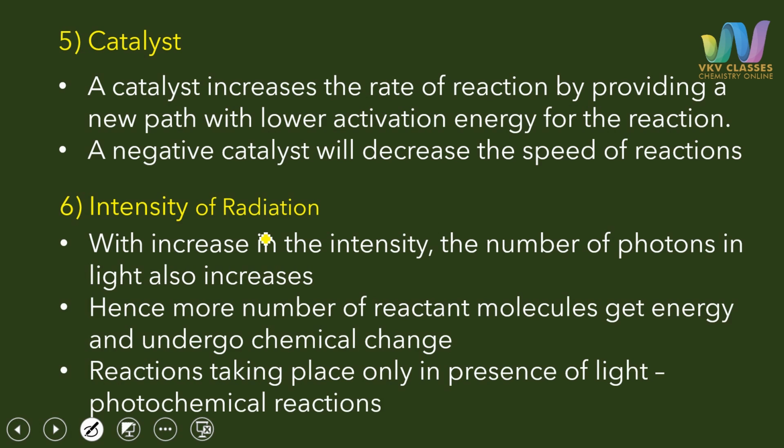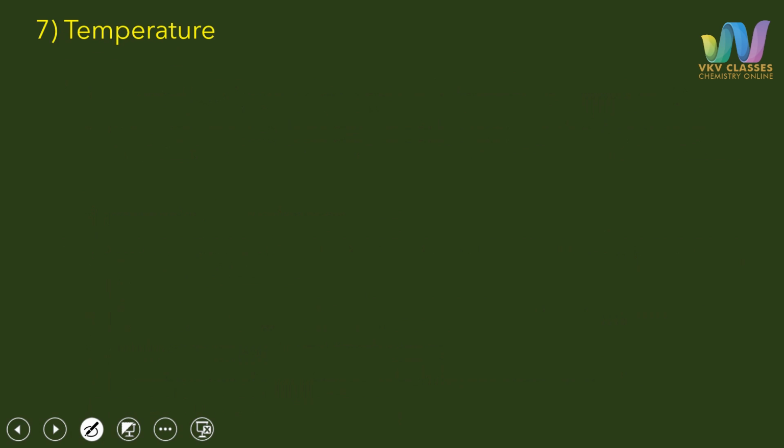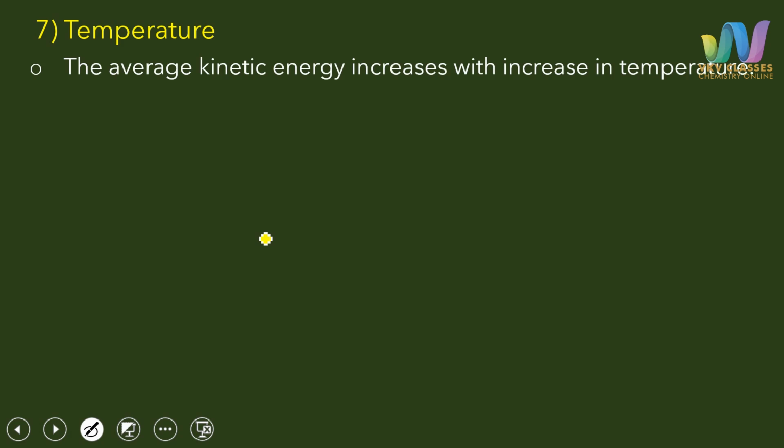Some reactions take place only in presence of light. Such reactions are called photochemical reactions. Hydrogen and chlorine will not react in dark, but when light falls on it, immediately the reaction takes place, forming hydrogen chloride. One of the most important factors which decide the rate of reaction is temperature. In general, rate of all chemical reactions increases with increase in temperature. Radioactive reactions are not affected by temperature.